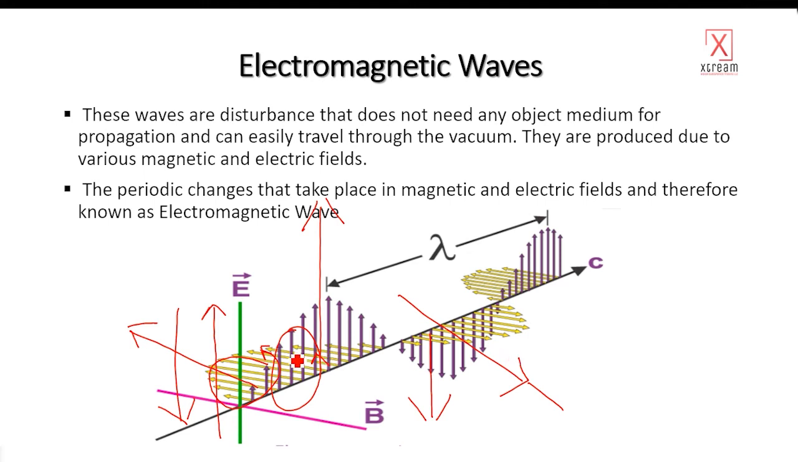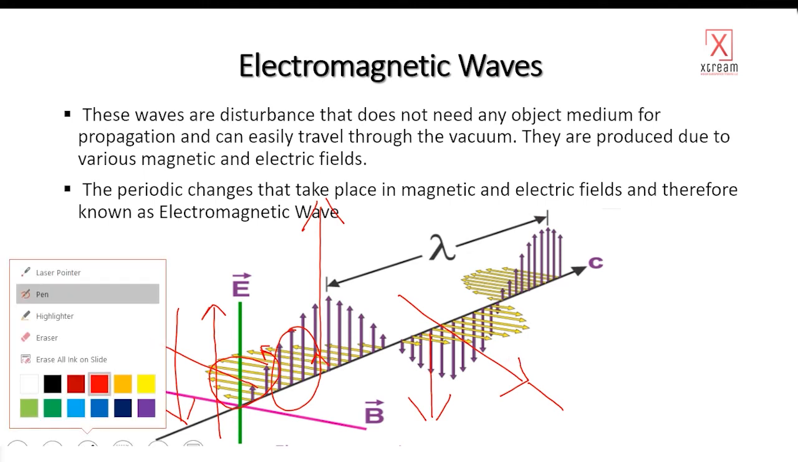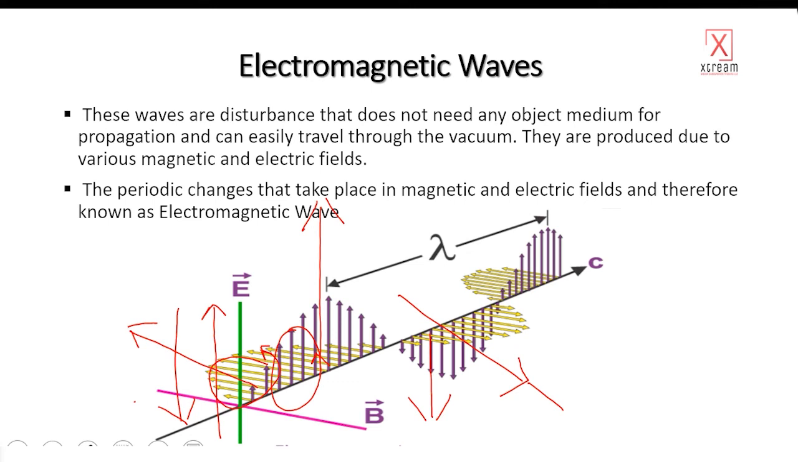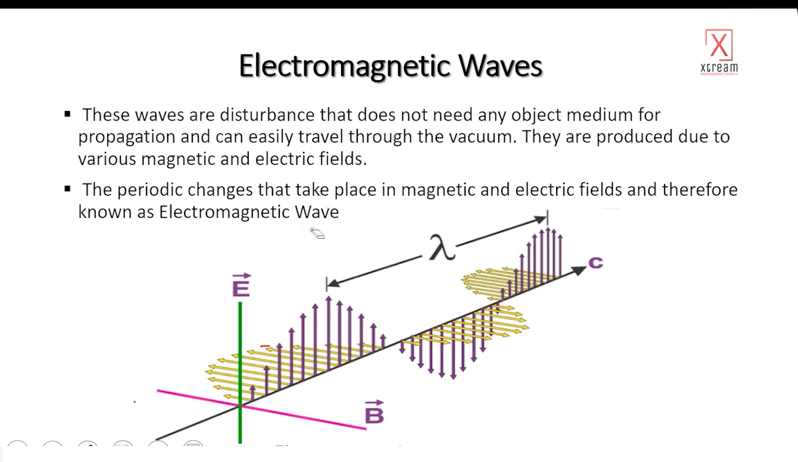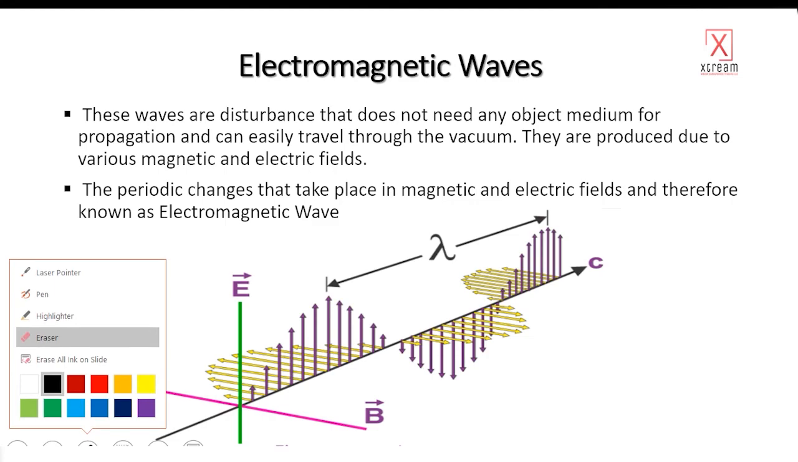So these changes in the electric and magnetic field occur as we change the direction in the wire, and since they are able to propagate in free space.